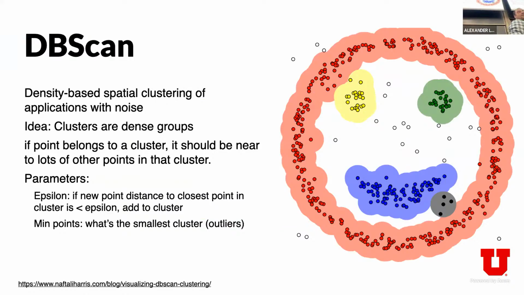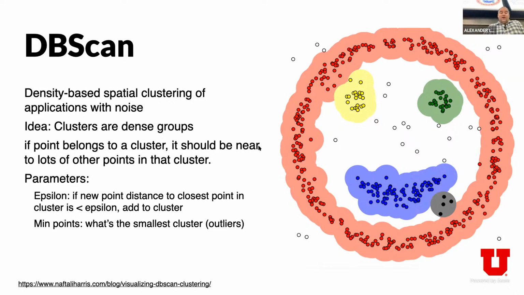DBScan is another clustering algorithm. DBScan stands for density-based spatial clustering of applications with noise. I think this is a super smart idea. Clusters are treated here as dense groups. And the rule is basically if a point belongs to a cluster, it should be near to lots of other points in the cluster. And that's also how we as humans think about clusters, right? It's super intuitive. And so DBScan can actually pick up clusters like this, right? Because it has these continuously close points around this ring and around these concave structures here.